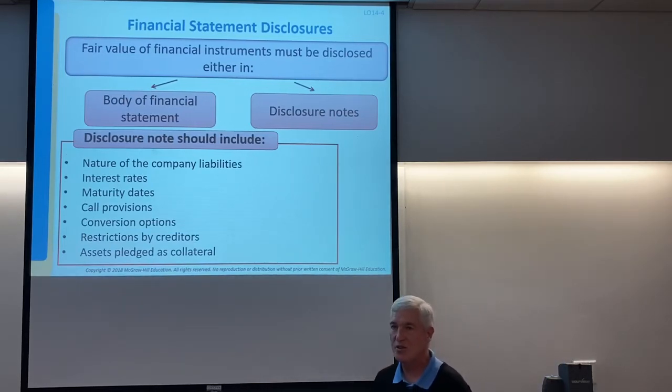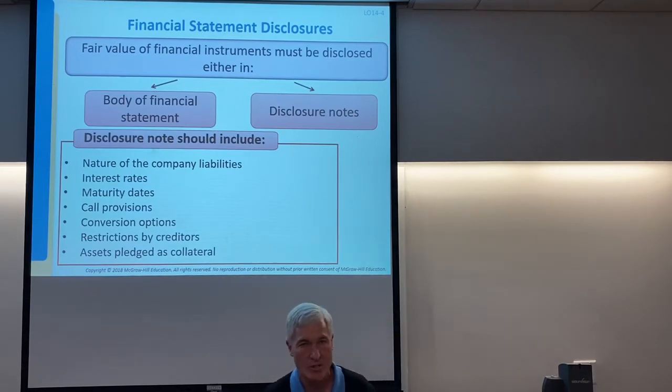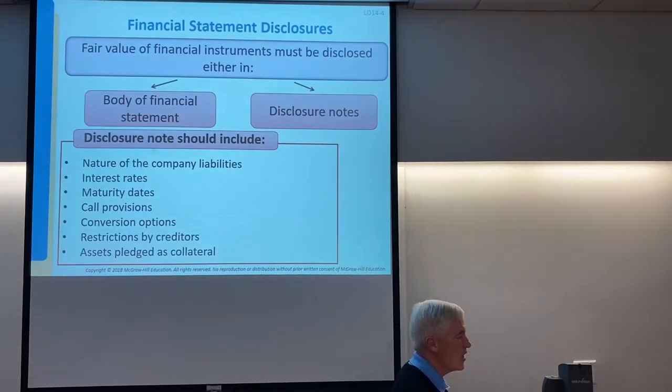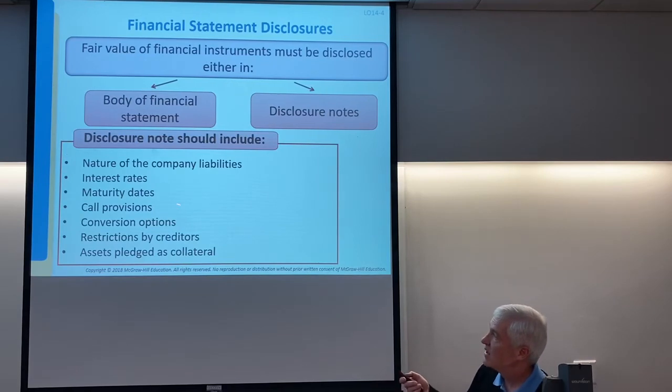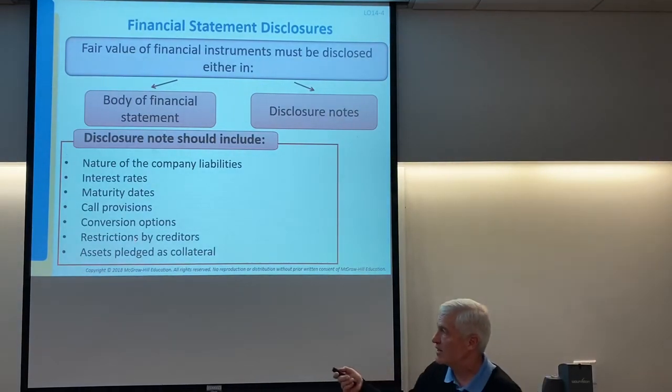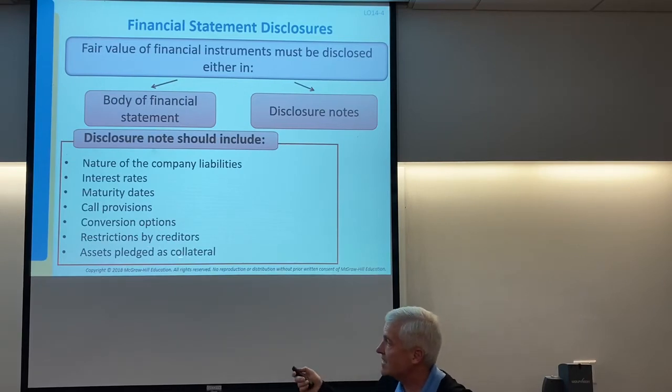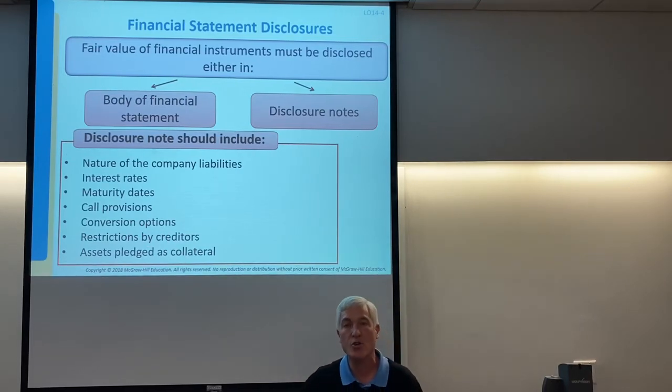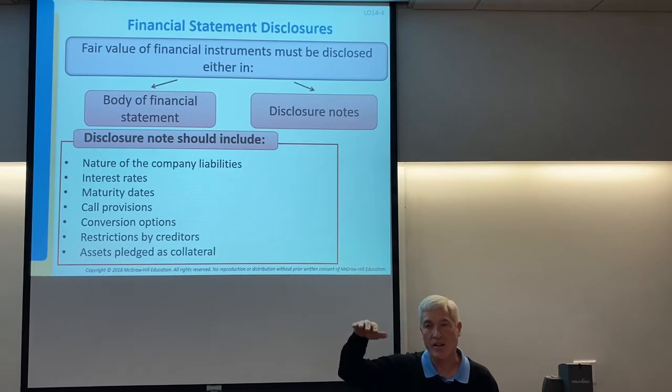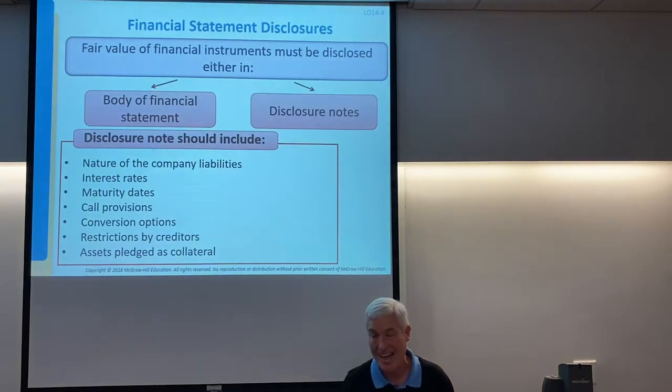Everything about your debt is going to be disclosed. What are the maturity dates? What are the interest rates? What are call provisions? Any restrictions, debt covenants, assets pledged as collateral. So if you go to the debt footnote, we as a company will disclose a lot of information.